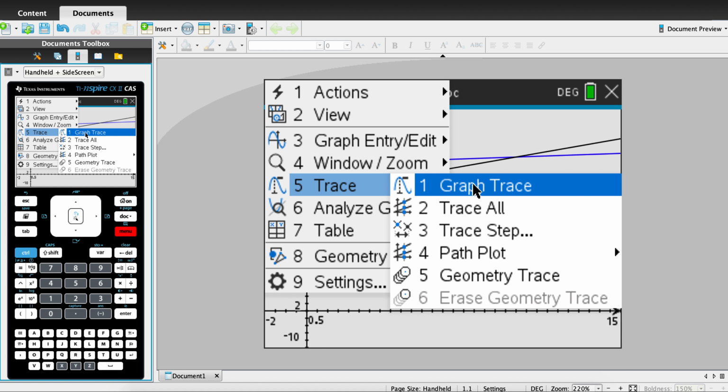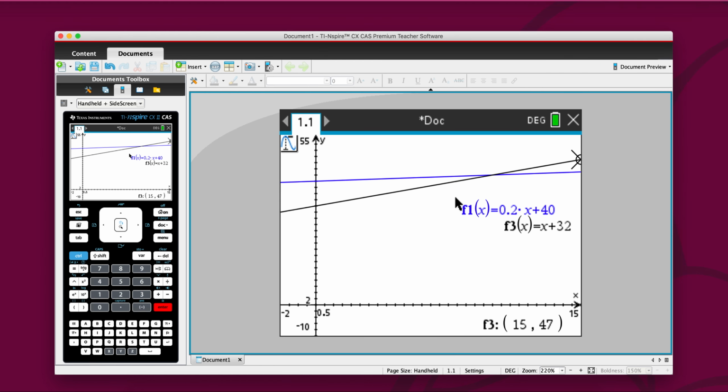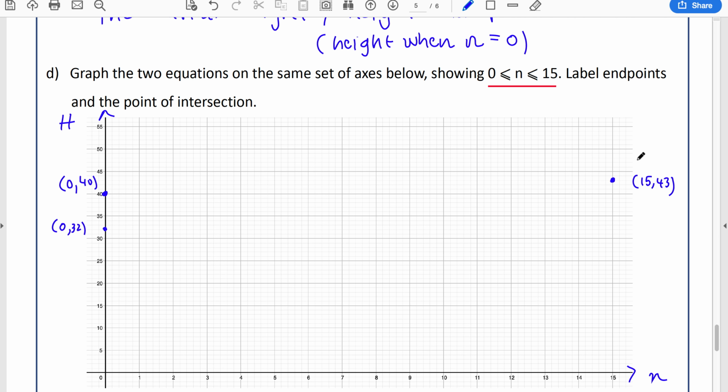So if we go back to graph trace, and now I'm on the black graph, so x plus 32, and press 15. And there we have it, it's 15, 47. So there's 45 there, so 47 is up here. Okay, now what I'll do is connect those, if it allows me to. I might just have to do a little trick.